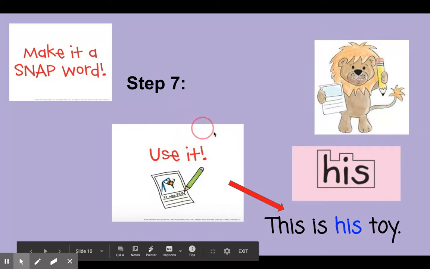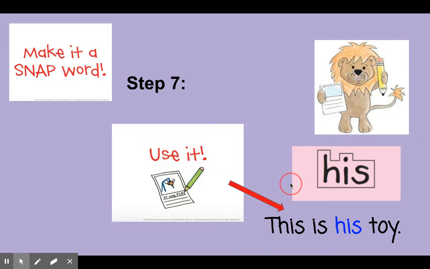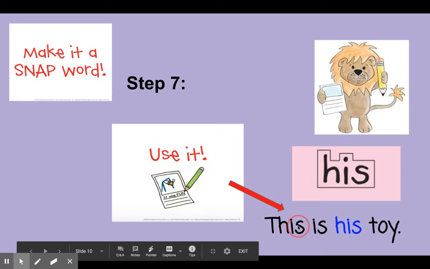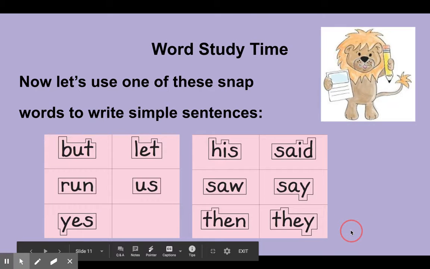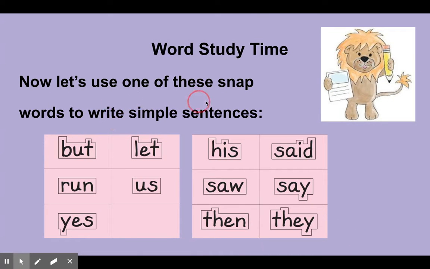Now I need to use it. That's the last step. I'm going to use this word, his, in a sentence. This is my sentence. This is his toy. I use the word his. Right, now let's use one of these snap words to write simple sentences.